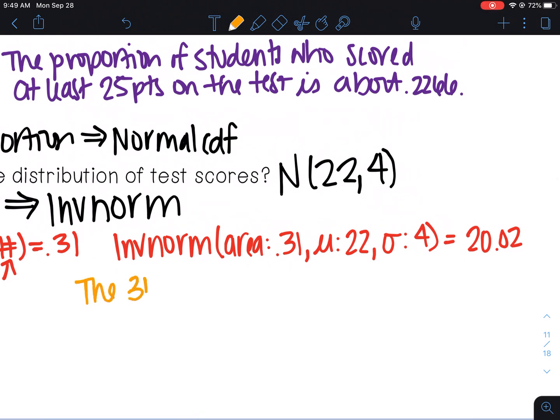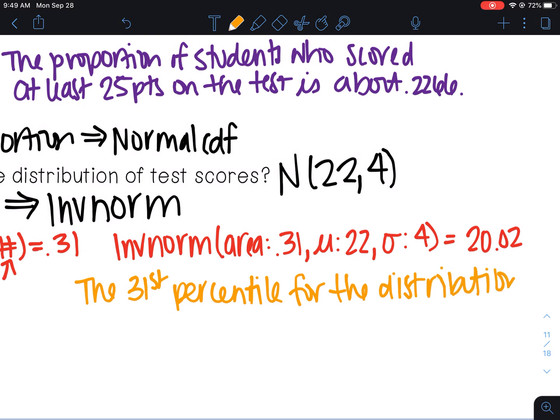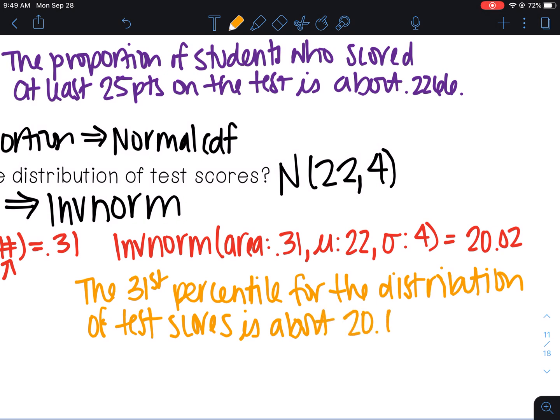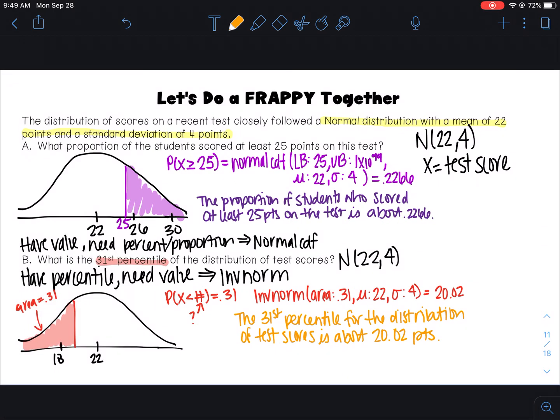The 31st percentile for the distribution of test scores is about 20.02 points. Again, I used "about." Included everything I needed, and this is an A+ problem.